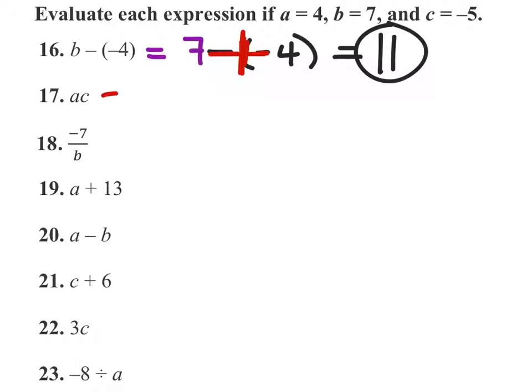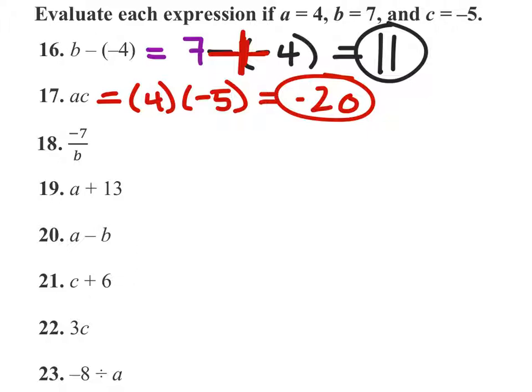17, A times C. Well, A is 4, and C is negative 5. So 4 groups of negative 5s would give us negative 20. For 18, we got negative 7 divided by B, which is 7. So negative 7 divided by 7. It's kind of like the opposite of 7 divided by 7, which is going to be negative. What's 7 divided by 7? 1. 1, very good.